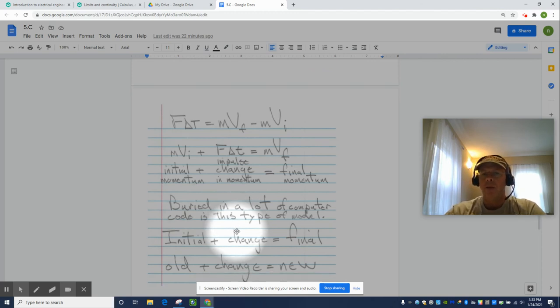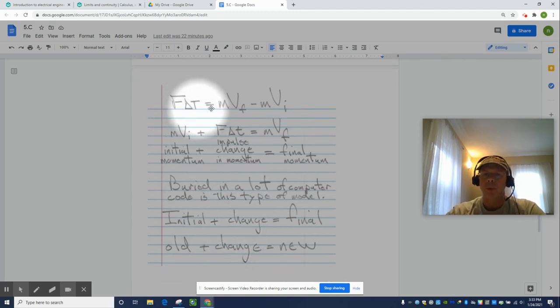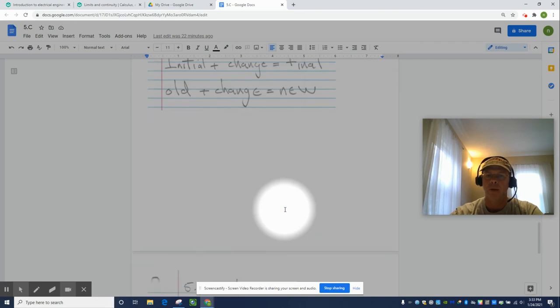And the point of the graphs is really just to rearrange the impulse and momentum theorem. Impulse causes a change in momentum. Okay, well, how about we add the initial momentum? The initial momentum plus the impulse, that is the change in momentum, causes the final momentum. And as I wrote, a lot of computer models use this very basic iterative process to predict the next step. The initial state plus the change equals the final state. Old plus change equals new.